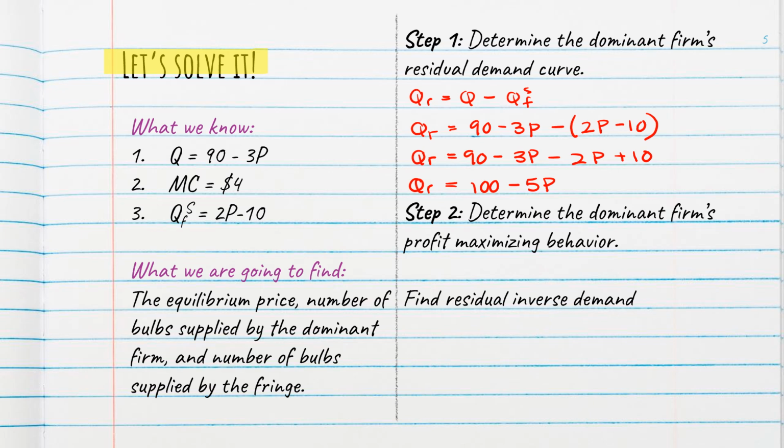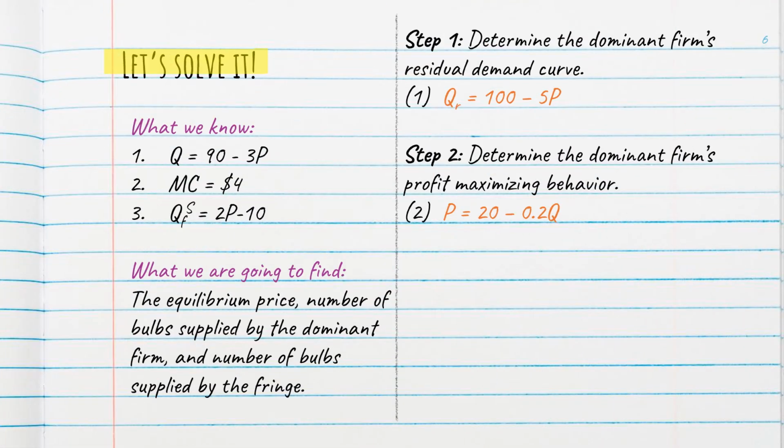So I'm going to start rearranging my demand curve. I have 5P is equal to 100 minus Q. Dividing both sides by 5, I get P is equal to 20 minus a fifth Q, or if you prefer, 0.2Q. Now, to make this a little more clear, we'll call this PR. It's the residual inverse demand. We can call this equation 2, and the original residual demand is equation 1.